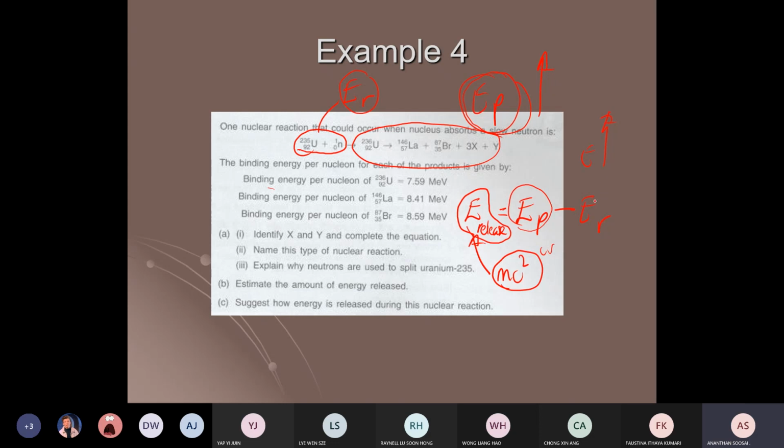Okay, now first, let's see. How do you find the total binding energy of the product? How many products are there? There are 4 products, right? La, Br, neutron, and gamma. Remember, the neutron and gamma don't have any binding energy.